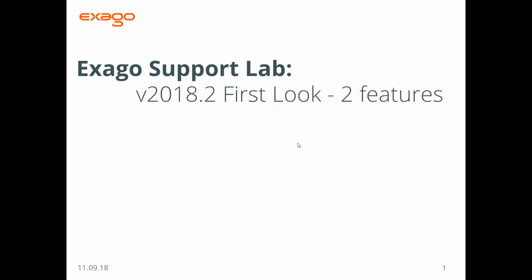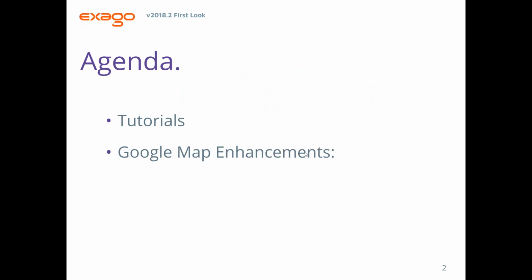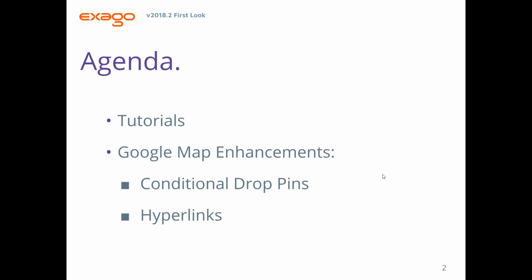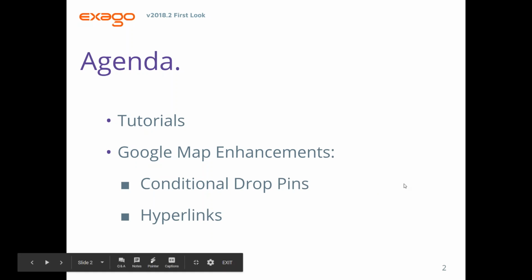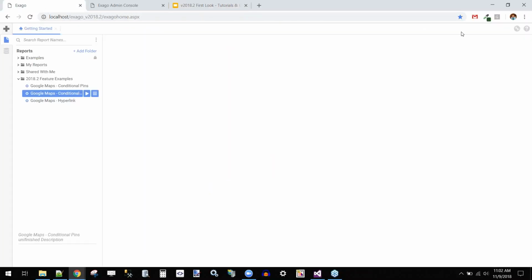Today's presentation is going to be pretty quick. So we're going to look specifically at two features. On the agenda, we're going to look at our built-in tutorial, which is going to be new to 2018.2, and some enhancements to our Google Map capabilities, specifically the ability to conditionally format the drop pins and to add hyperlinks to the locations on your map. So without further ado, we're going to jump right in there.